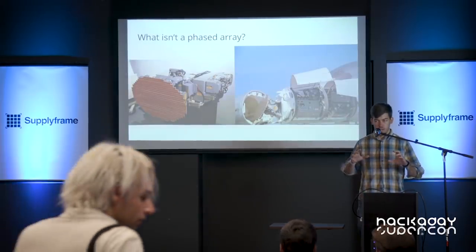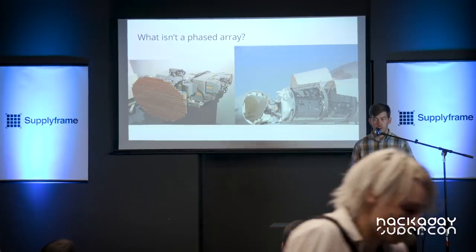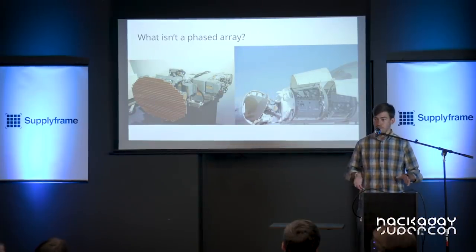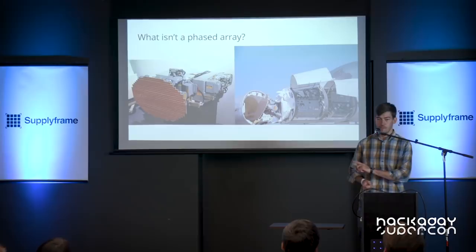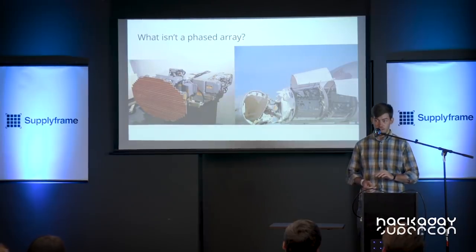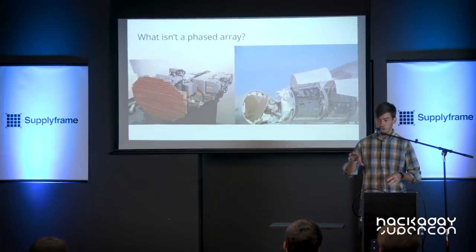Before we talk about what exactly a phased array is, we have to talk about what a phased array isn't. There's a lot of things that are not a phased array. This is one of them. This is an antenna array. This is the radar. It's an AN/APG-66 radar off the front of an F-16. So this is what goes in the nose of the airplane.